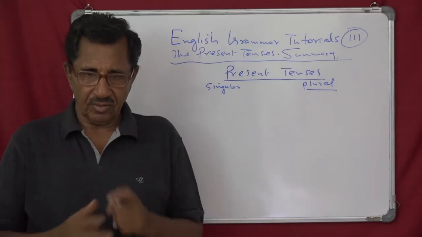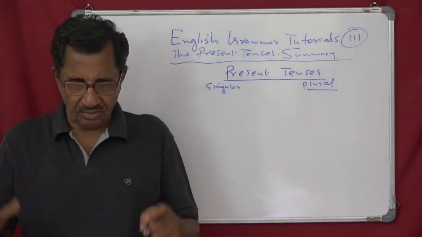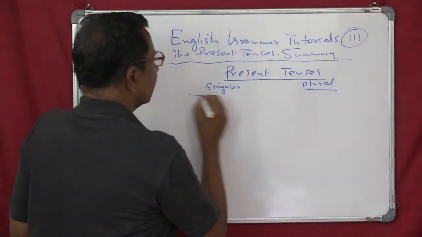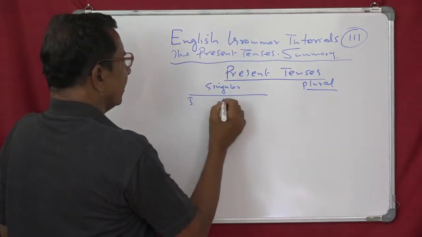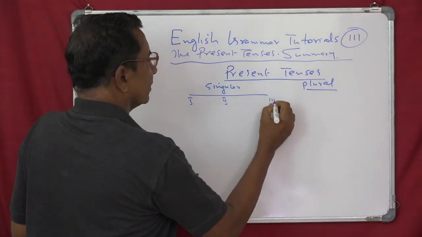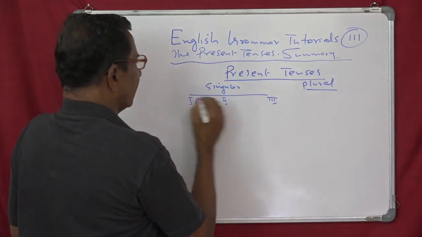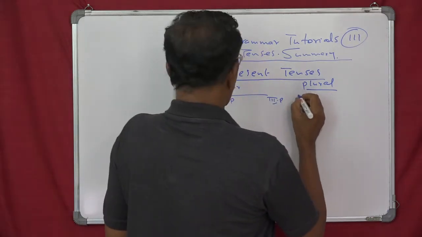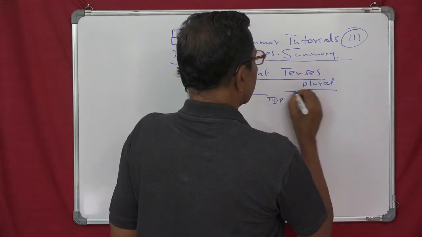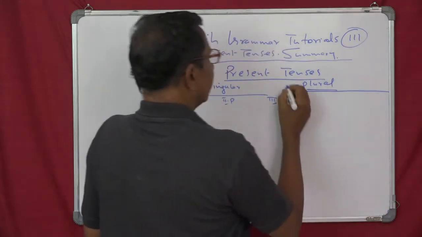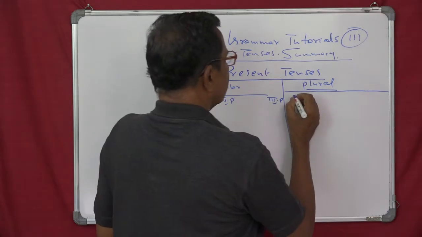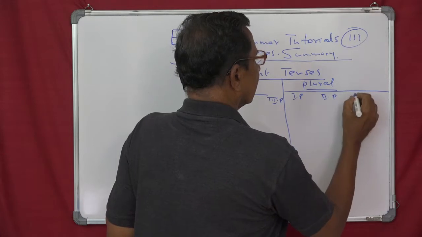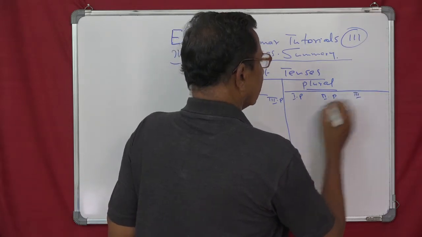In tenses you have got a distinction between singular and plural. Then another distinction is, in singular we have got first person, second person and third person. You remember, no? First person, second person, third person. And here also you have first person, second person and third person.